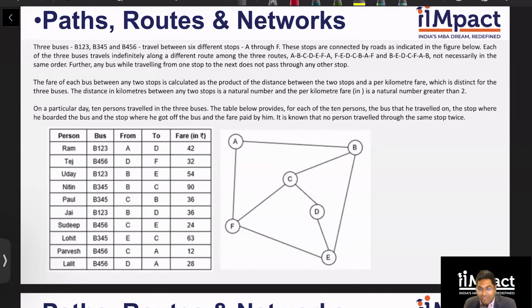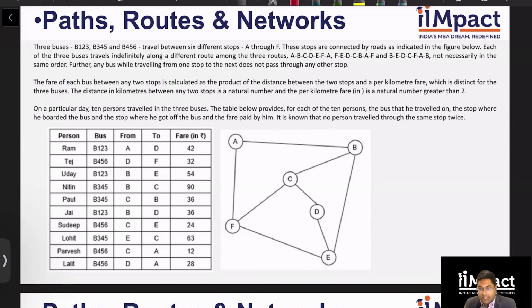This is the first point where it starts getting complicated. So I don't even know which bus follows which route. I will have to figure that out to even begin understanding this question, right? Further, any bus while traveling from one stop to the next does not pass through any other stop. Okay. The fare of each bus between any 2 stops is calculated as the product of the distance between the 2 stops and a per kilometer fare which is distinct for the 3 buses. Okay. The distance in kilometers between any 2 stops is a natural number and the per kilometer fare is a natural number greater than 2. So greater than 2 is given. This is key.